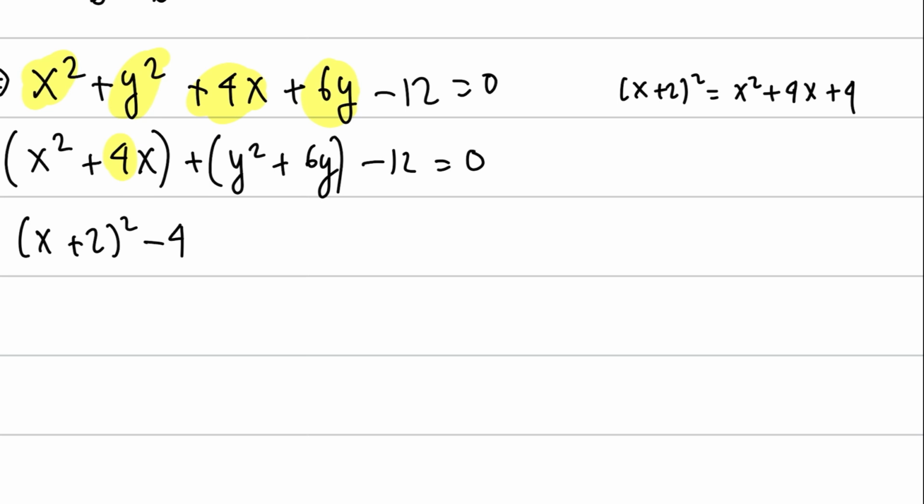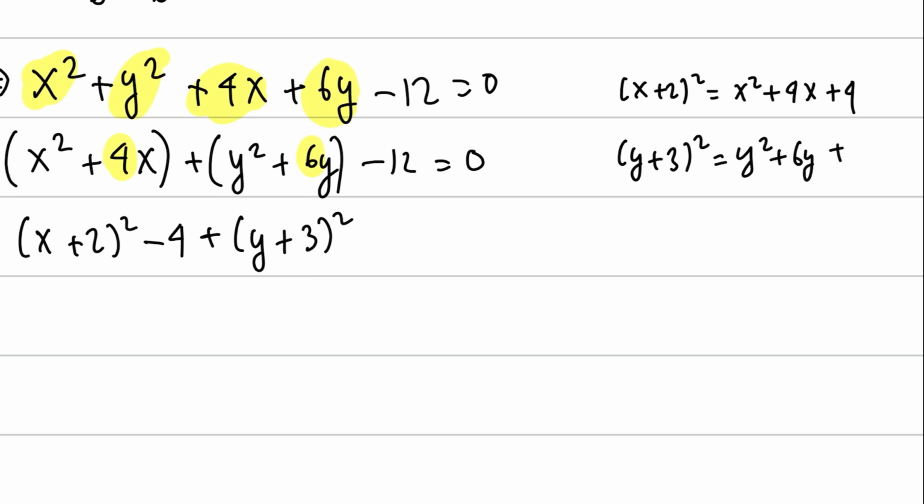And for this one, we have y squared plus 6y. We divide 6 by 2. We will get y plus 3 squared. And then once again, we expand: y squared plus 6y plus 9. Here we have an extra 9, but we don't have an extra 9 here. So we need to subtract 9 to eliminate the extra 9 here. And then minus 12 equals 0.